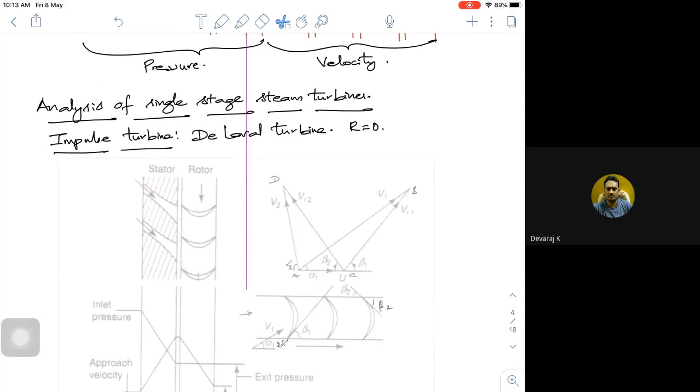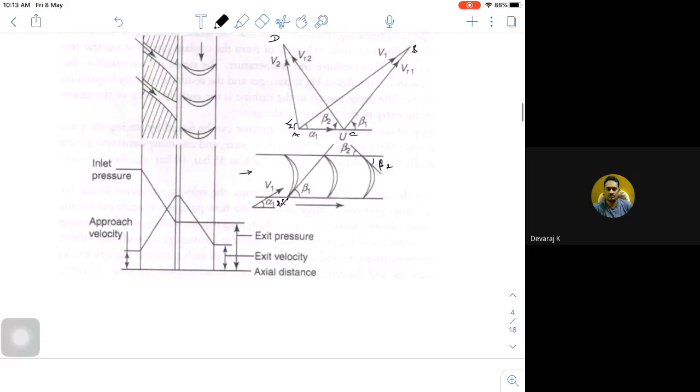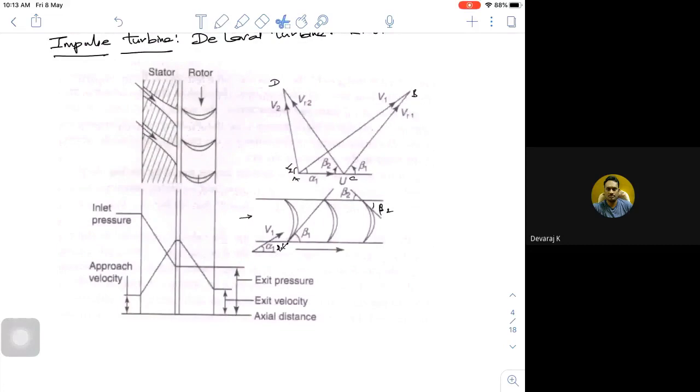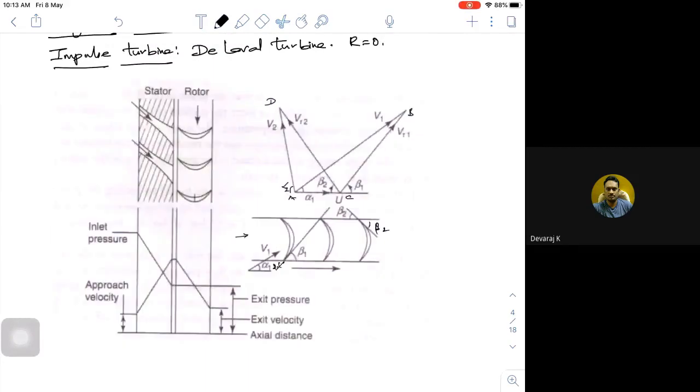Okay, let's look into this. This is a simple D-level input start. If you look at this rotor, these are called the beta angles or blade angles, beta 1 and beta 2. Beta 1 is at the entry and beta 2 at the exit.